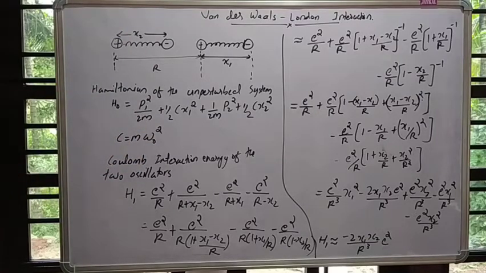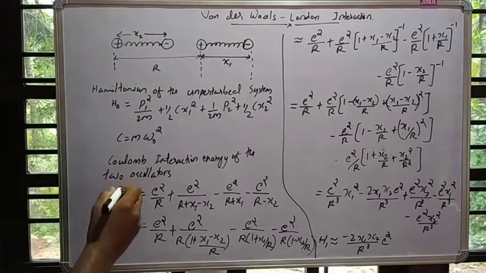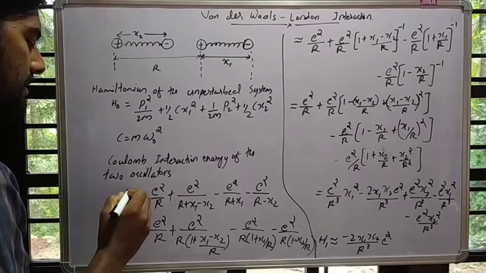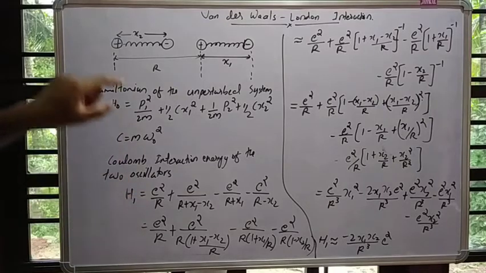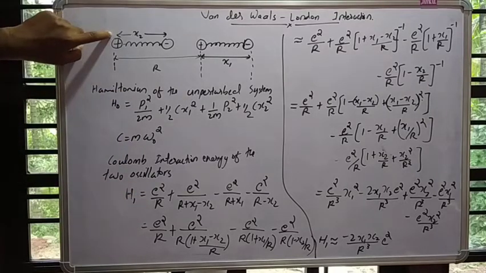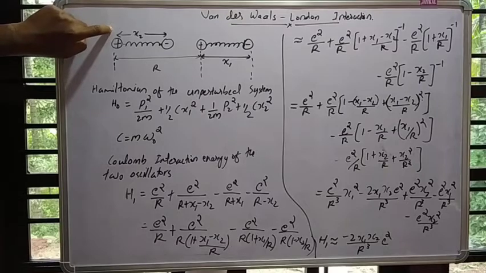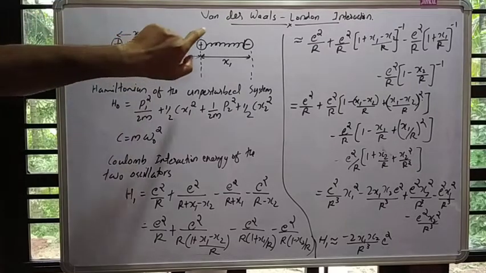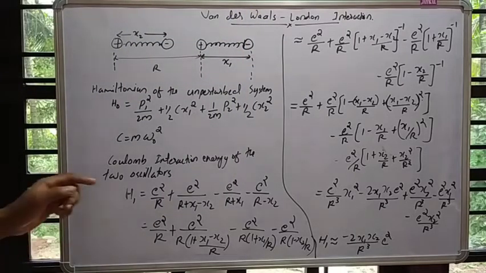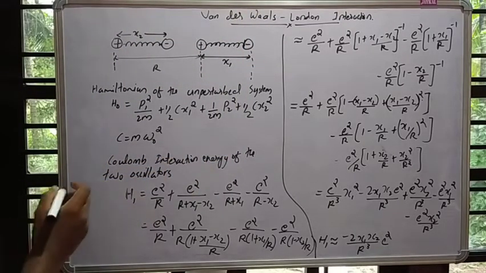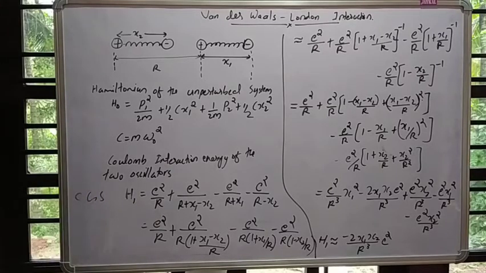Next, let us consider the Coulomb interaction energy of the two oscillators. Let us take the Coulomb interaction energy as H1, and that is equal to, this has the charge positive E and this has the charge negative E, as well as this has the positive E and this has the charge negative E. So let us consider the Coulomb interaction energy. This is in the CGS system. I am skipping the term 1 by 4 pi epsilon 0.